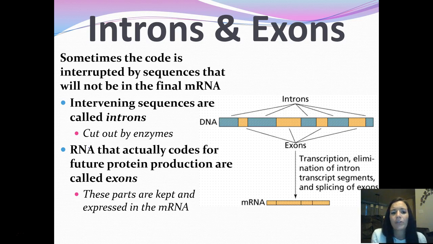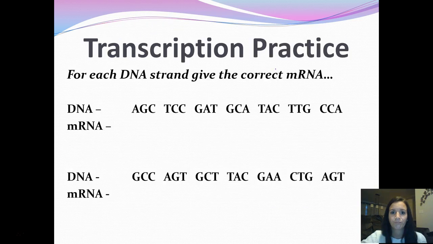There's also something you need to know called introns and exons. So sometimes the code is interrupted by sequences that aren't going to be part of the final mRNA sequence. These intervening sequences are called introns, which are eventually cut out by enzymes. The RNA that actually codes for future proteins are called exons, and these are kept and eventually spliced into a single strand of mRNA. So take a look at this image. You may want to pause it here and just take a brief look at what's going on there.